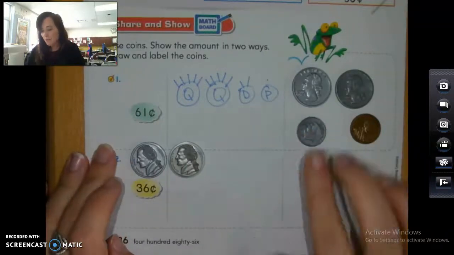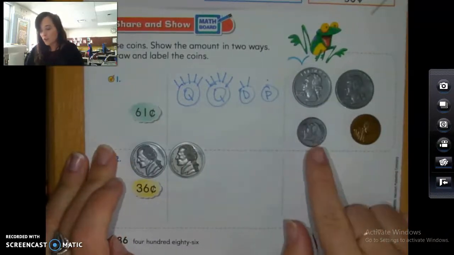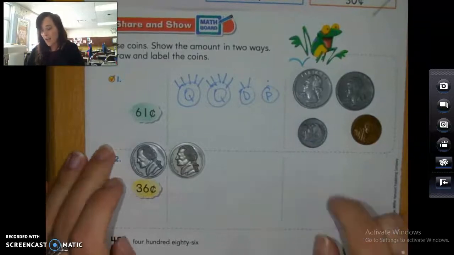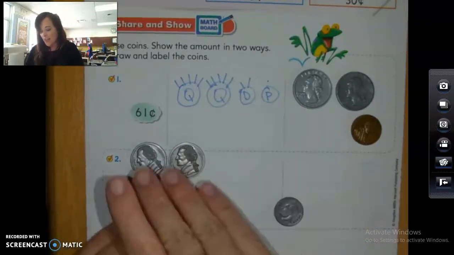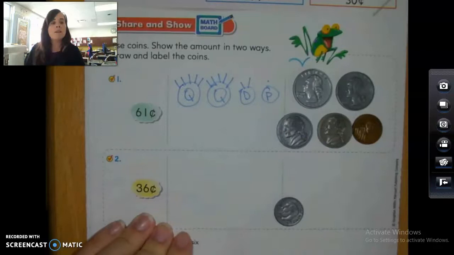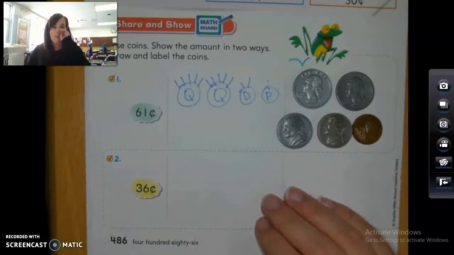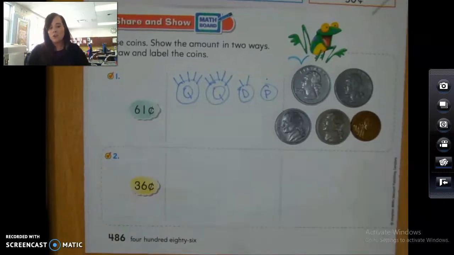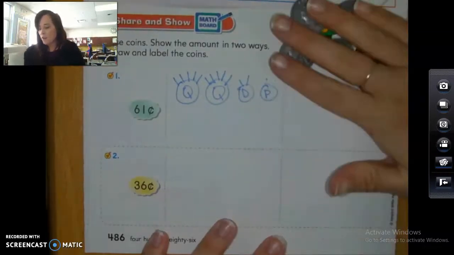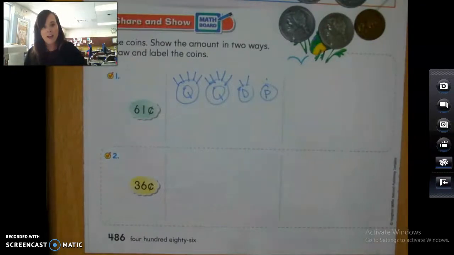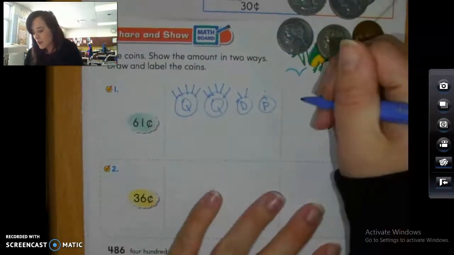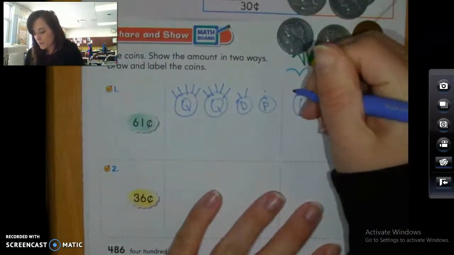So now, this is what we had before, right? We had 2 quarters, a dime, and a penny. Now, instead of this dime, we're going to have 2 nickels. It's the same amount of money. It's just with different coins, right? So now I can go ahead and redraw my new way to make 61 cents. So we have 2 quarters.